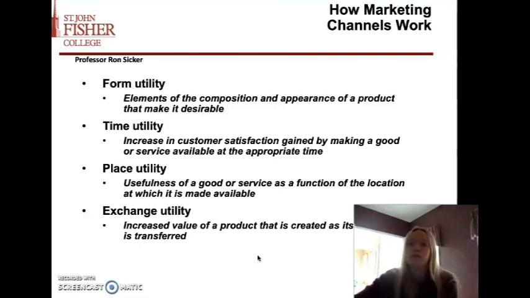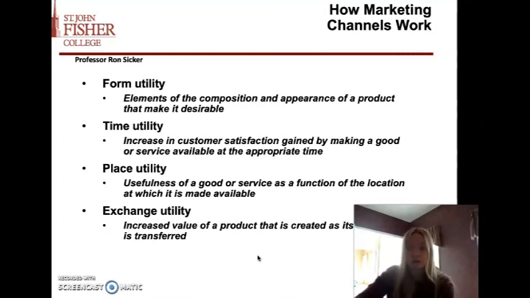So form utility is elements of the composition and appearance of a product that make it desirable. In other words, it's basically when channel members are transforming raw materials into consumable products. So taking wood and making it into a desk creates form utility. And then time utility is increasing customer satisfaction gain by making a good or service available at the right time. Place utility is the same thing, except with place. So time and place utility are basically created by the physical movement of the product throughout the supply chain system at the right time and at the right place for its desired consumer.